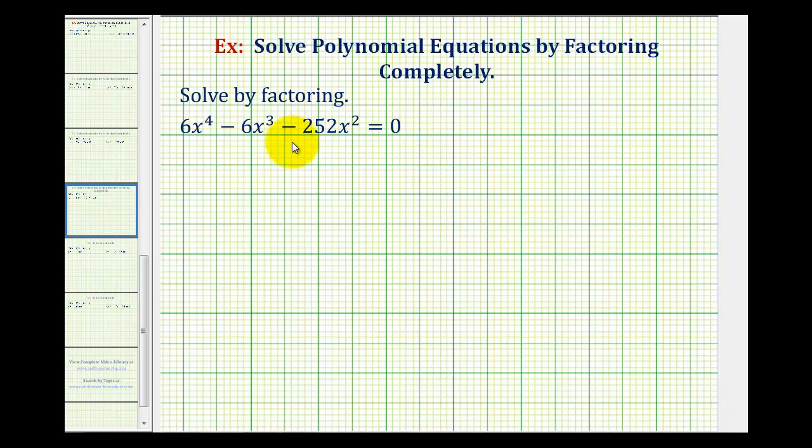We want to solve the polynomial equation by factoring. We have 6x to the fourth minus 6x to the third minus 252x to the second. Remember, the first step in factoring is to factor out the greatest common factor.